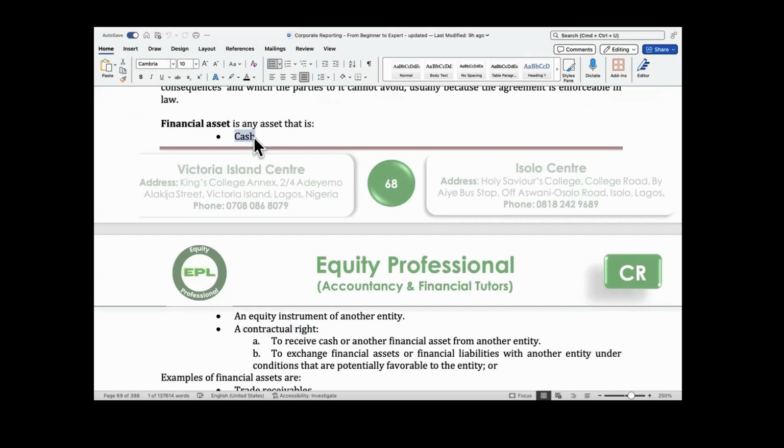Cash is cash. So when you have cash, be it the money you have in your hand, or the money you have in your bank, or your highly short-term investment, that is cash, you have a financial asset. Cash is a financial asset. So as an accountant, when you want to classify cash in hand, bank, you want to know which classification of asset it belongs. It is a financial asset according to IAS 32.